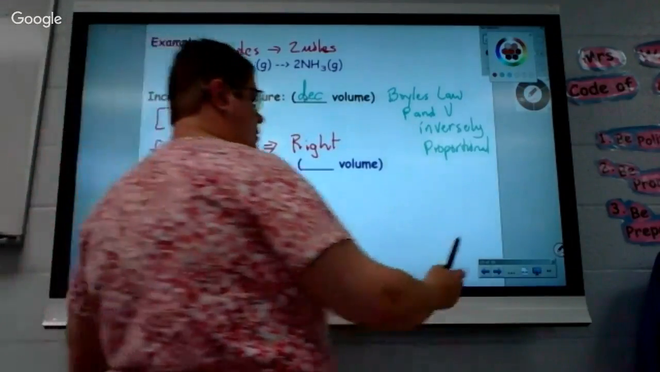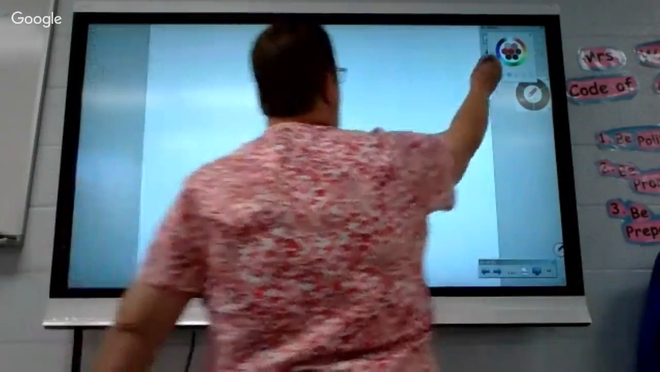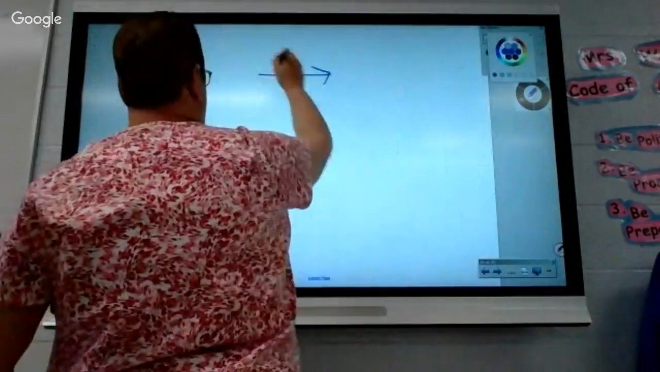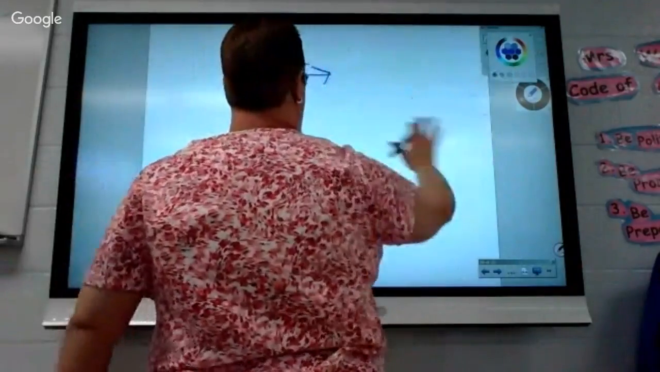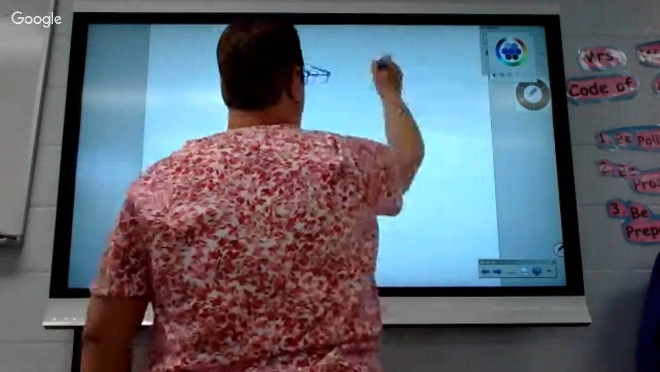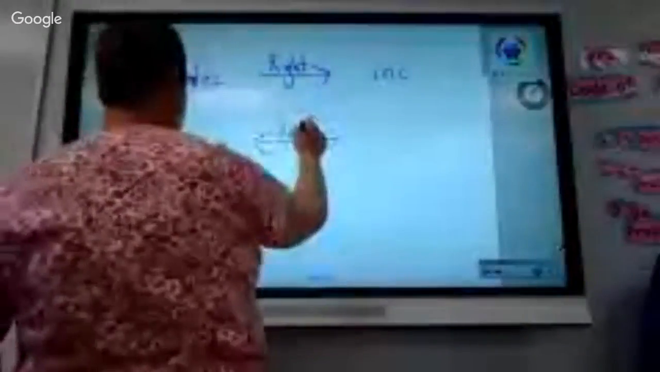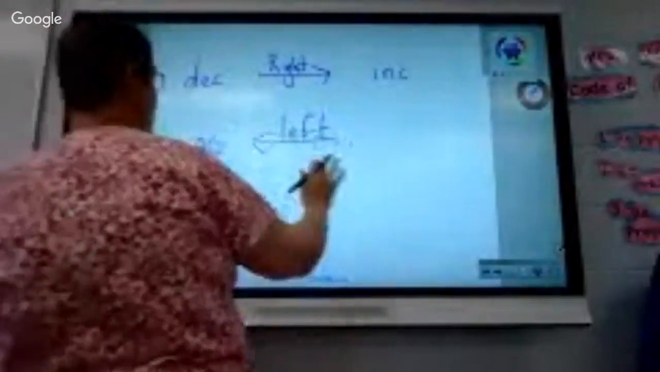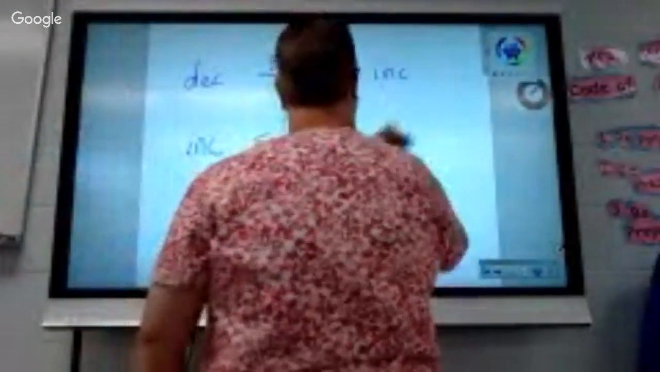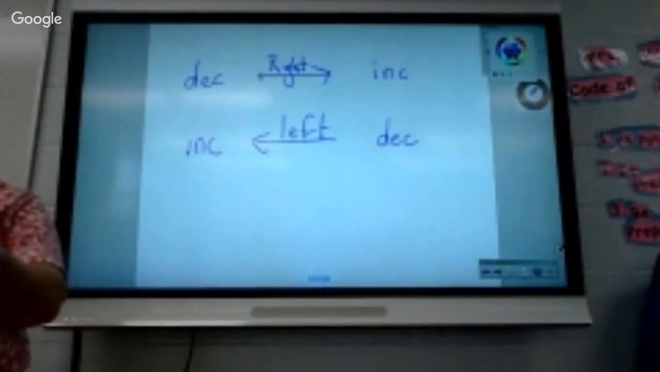So if we look at what we just did a second ago, on another page without all the writing: anytime it shifts to the right, what happens on the right-hand side? Everything that's on this side will increase. If it shifts to the left, whatever's on this side will increase, and whatever's on the other side will decrease. It never changes. Doesn't matter if we're talking concentration, pressure, or temperature.